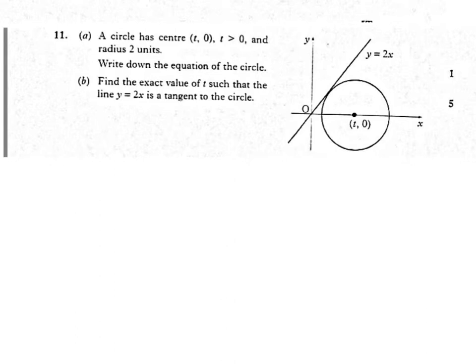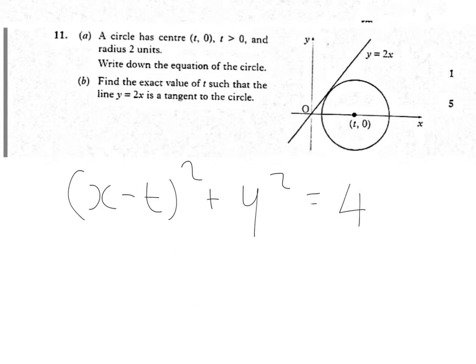Section 16, question 5. A circle has centre t, 0, t is greater than 0, and a radius of 2 units. Write down the equation of the circle. Well, that's just x minus t all squared plus y minus 0 all squared, which you can just put as y squared, is equal to the radius squared, which is 2 squared, and that's 4.